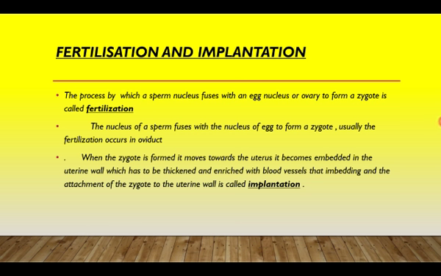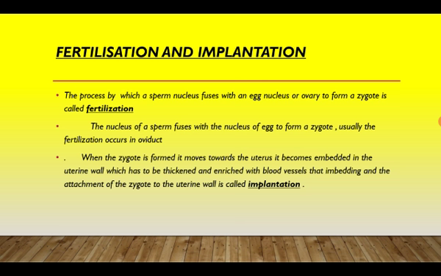Fertilization and implantation we will study in this topic. What is the meaning of fertilization? Students, fusion of male gamete and female gamete is called fertilization. After fertilization, a special cell is formed, that is called zygote. And when the zygote divides, it forms the embryo. And when the embryo attaches to the female body, that is called implantation.